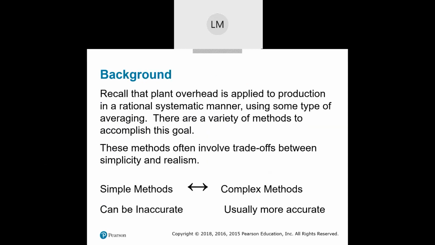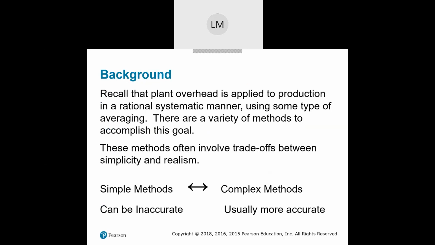So let's recall that before we've talked about in the book here that plant overhead is applied to production in a rational, systematic way using some type of averaging. There's a variety of methods to accomplish this goal. In a simple costing method, we're going to see that these costs can be inaccurate, whereas if we have a complex system, usually they're more accurate costs for each one of our products. Now there's going to be a trade-off here, and we'll see a little bit later.